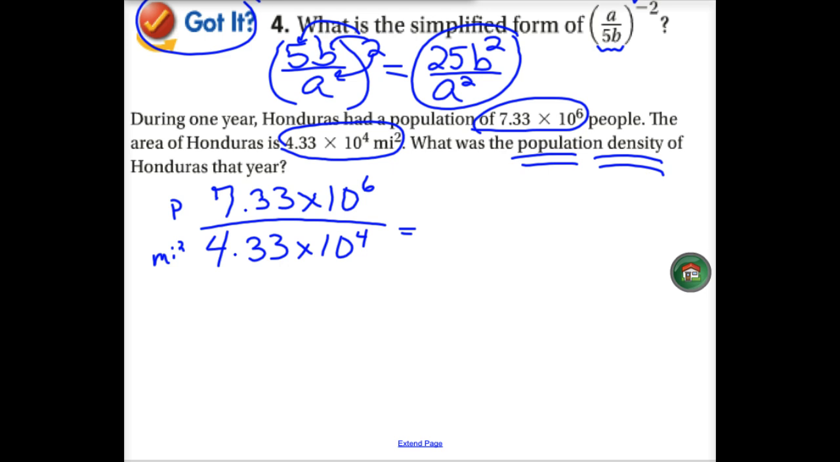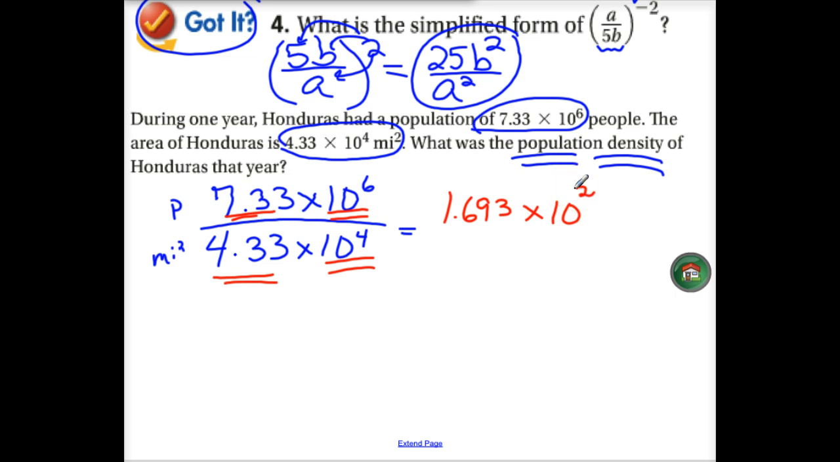What I do is I take those coefficients and I divide them, and I would do that on my calculator, so I'm going to grab that right now. I obviously wouldn't expect you to divide those by hand. I'd have 7.33 divided by 4.33, and I get a 1.69, let's go to 3 decimal places, it goes on quite a bit. And then I've got 6 tens being multiplied on the top and 4 on the bottom, which means I'm going to have 2 left over up on the top.